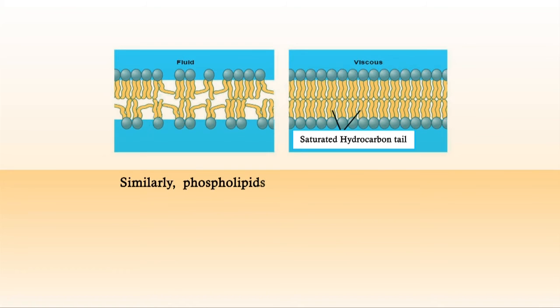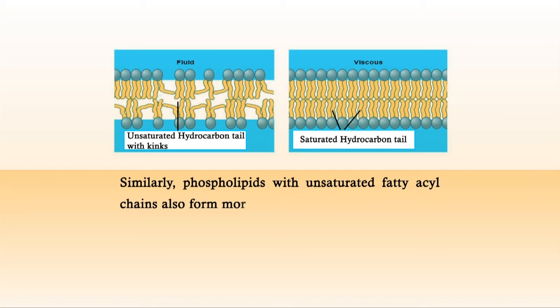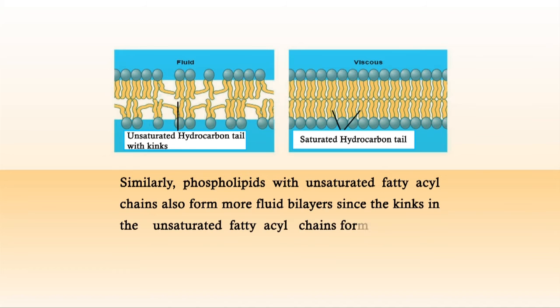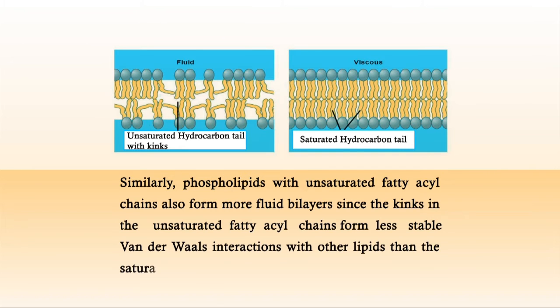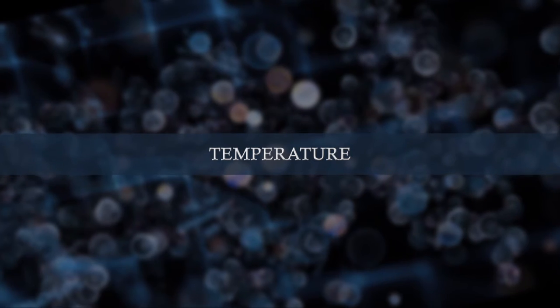Similarly, phospholipids with unsaturated fatty acyl chains also form more fluid bilayers since the kinks in the unsaturated fatty acyl chains form less stable van der Waals interactions with other lipids than the saturated chains. The third is the temperature.